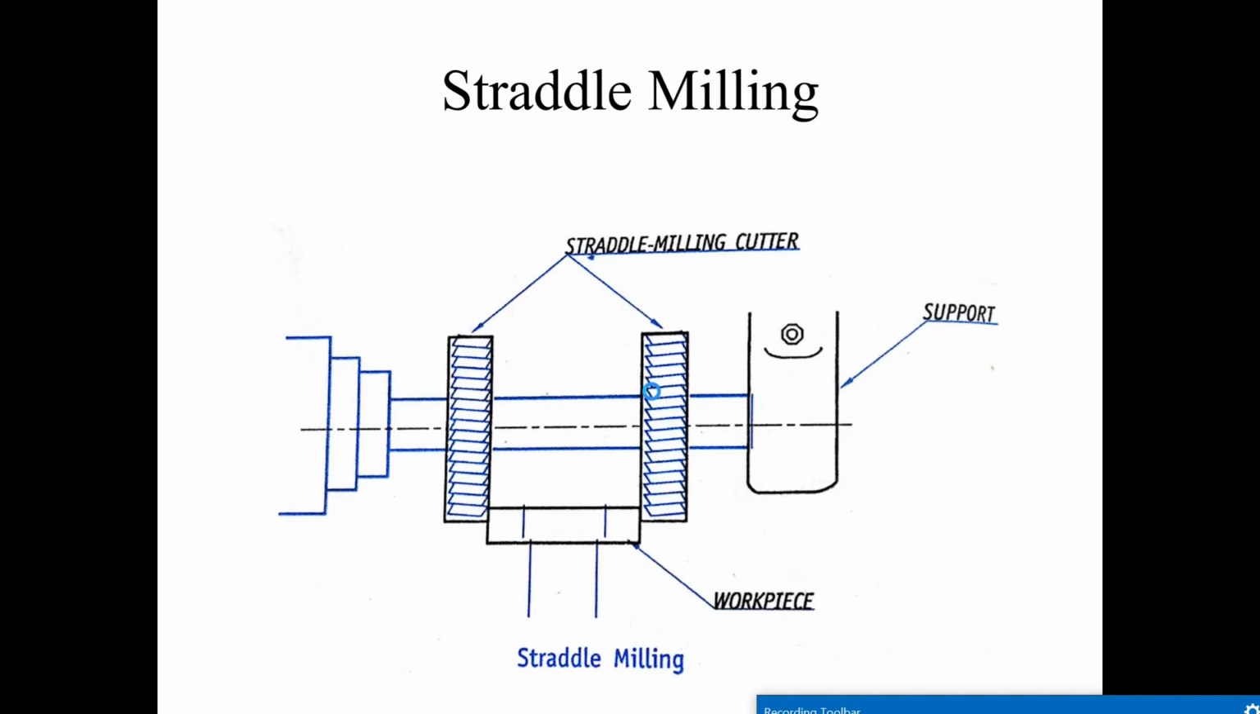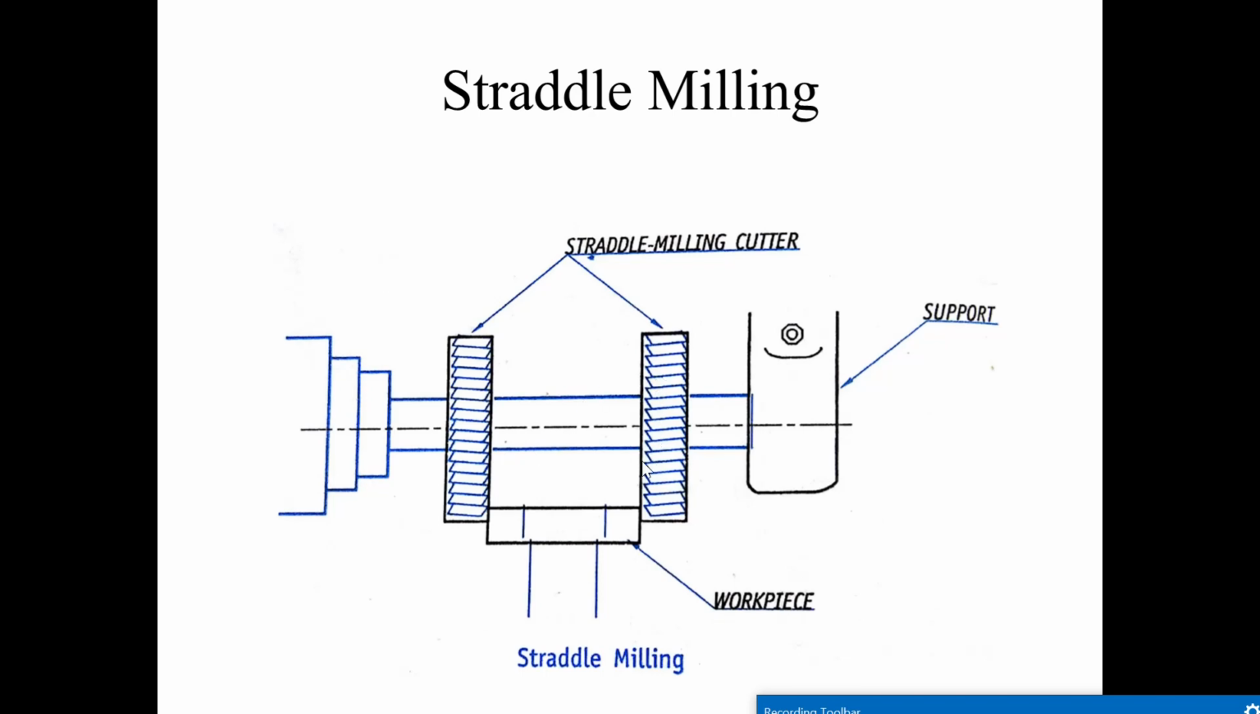Next one is the straddle milling operation. In the straddle milling operation, we have two milling cutters which are fixed on a single arbor. It is a process of producing two parallel vertical surfaces in a single cut. Straddle milling is accomplished by mounting two side milling cutters on the same arbor, set apart at an exact spacing using suitable collars. The collars are set apart at a predefined distance.